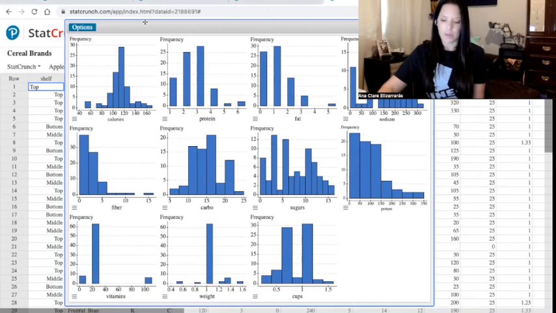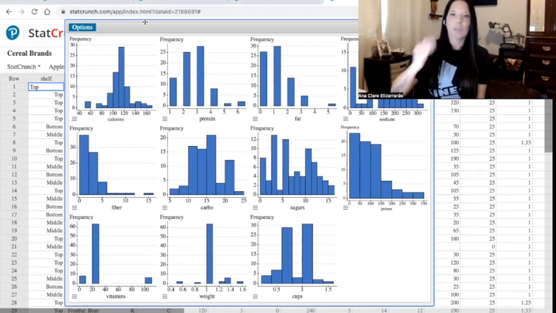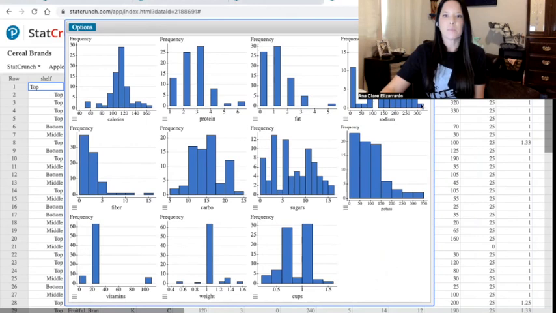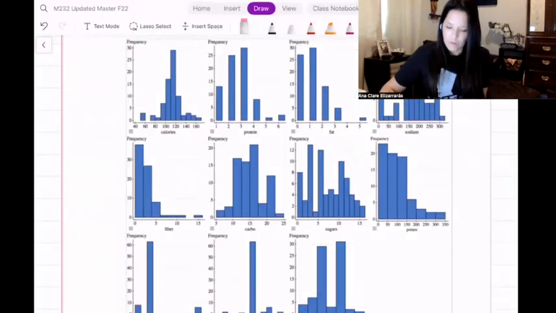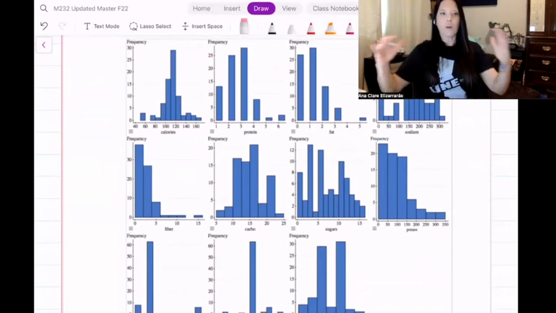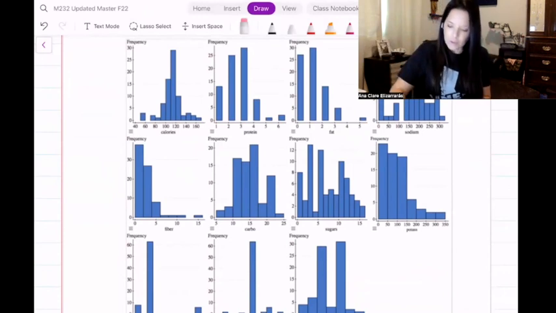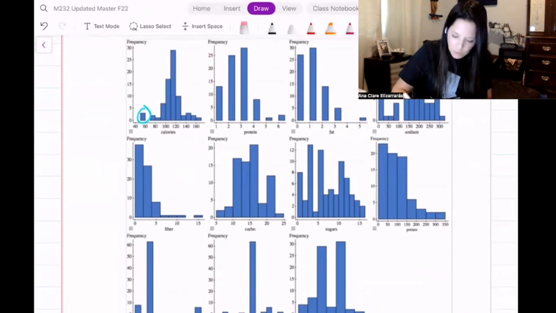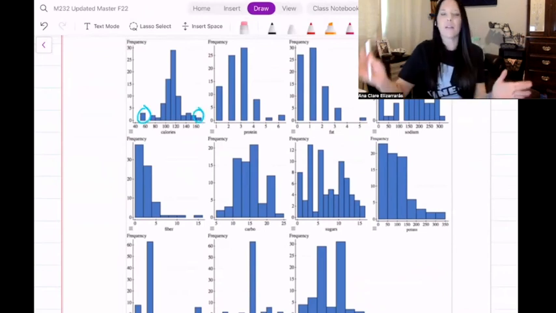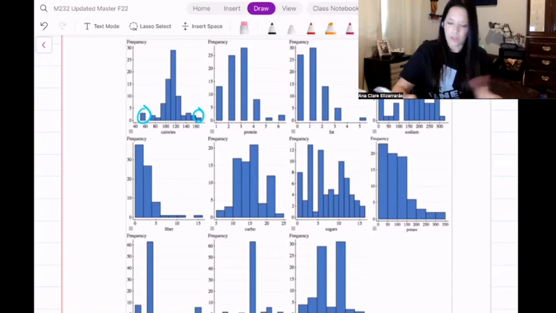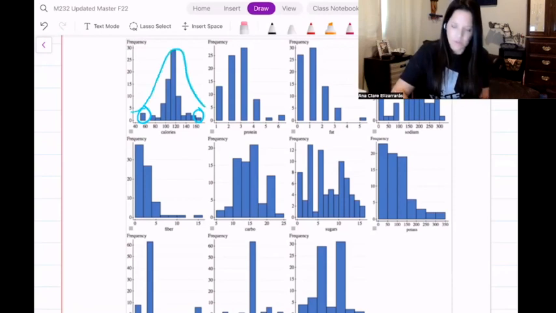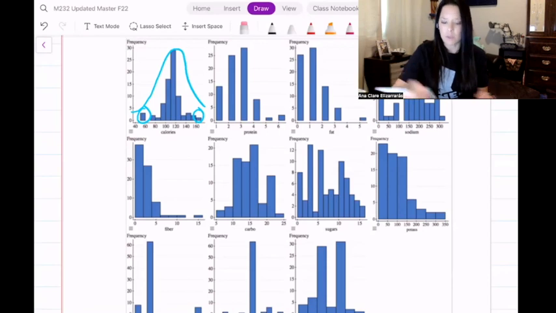Here are all of our histograms. We want to then list which one would be better using the median, which one would be better using the mean. So we're going to go back to our guided notes, and I'm going to draw on top of our histograms to give a picture as to which one would be better. Okay, for calories, we've got one hump. There is a little bit of a difference between this left-hand side and this right-hand side, but it's not enough for us to say that this is not symmetric. I would call this distribution symmetric, and so I would use the mean here.